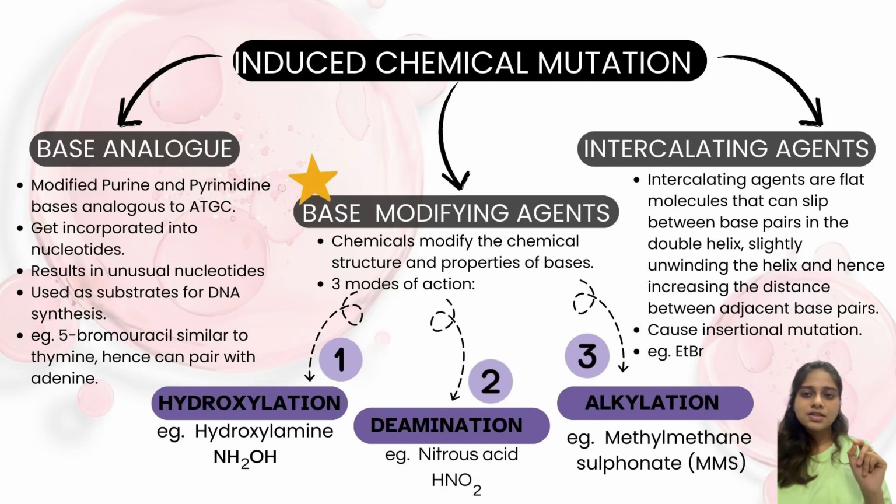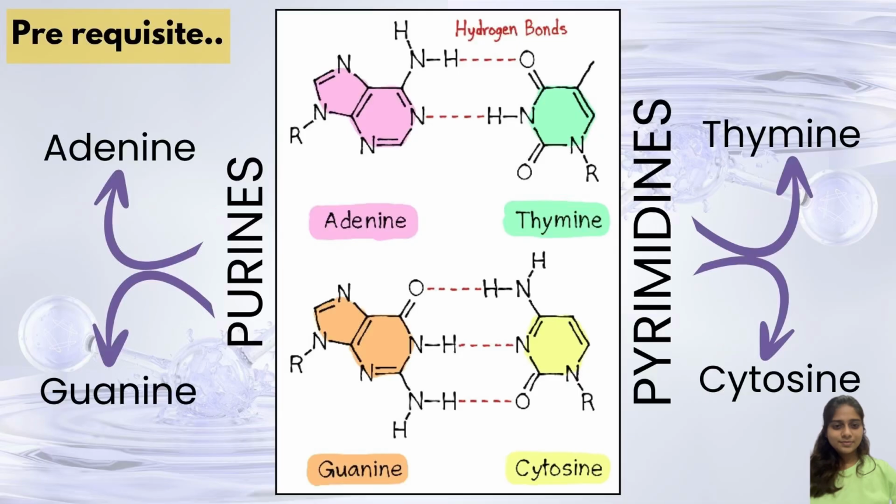Base modifying agents are chemicals that modify the chemical structure of purines and pyrimidines. The modes of action are three, as I mentioned earlier: hydroxylation, deamination, and alkylation. We will talk about them in depth in the coming slides. Some prerequisite knowledge for us.